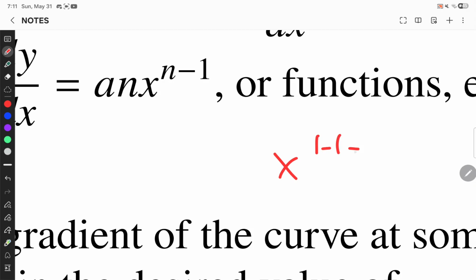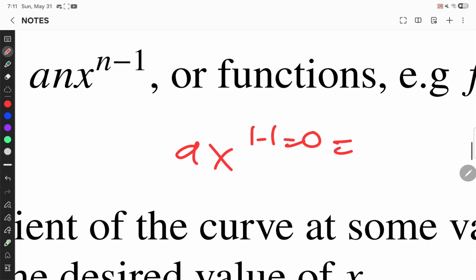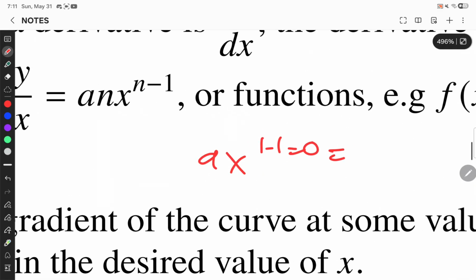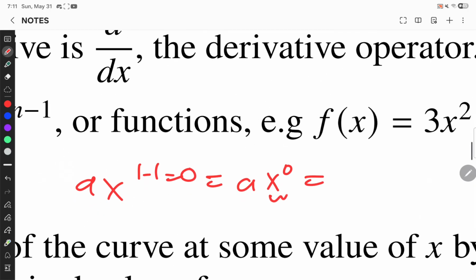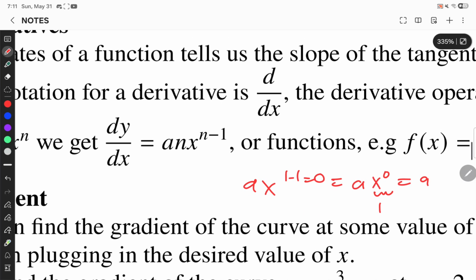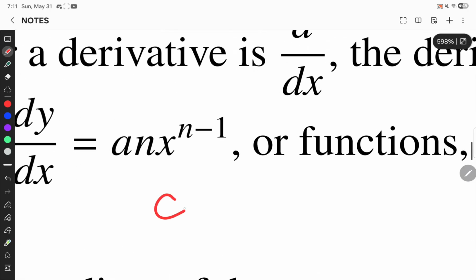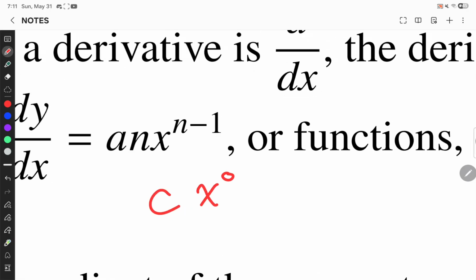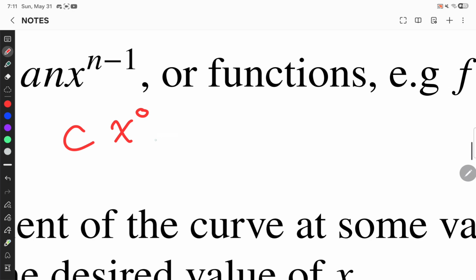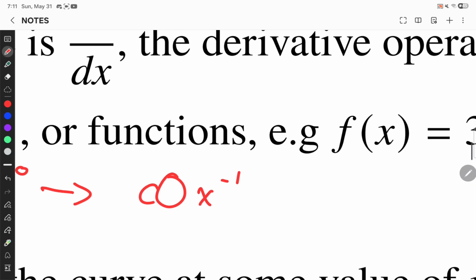Well, 1 minus 1 is 0. So if we differentiate ax to the 1, what do you get? A times x to the 0, which is 1, and so we get a. Why do we have a 0? Well, in a constant, the x can be taken as x to the 0. Then if we differentiate, we get c times 0 times x to the negative 1, and the 0 makes it 0.